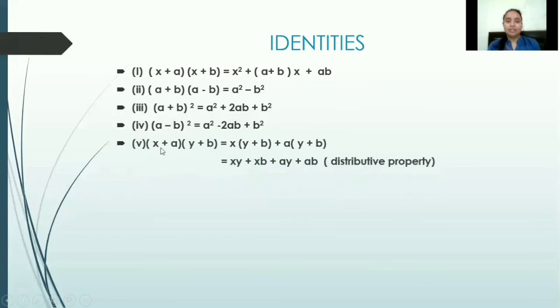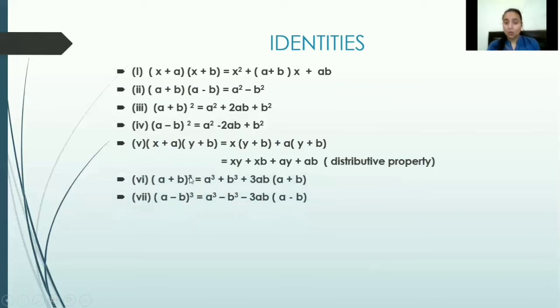Now when both the terms are different, x plus a, y plus b, then what to do? Simple direct product method. The first term x will multiply the entire y plus b, then plus a will multiply y plus b. So xy plus xb, then plus ay, then plus ab. This is simply called the distributive property.